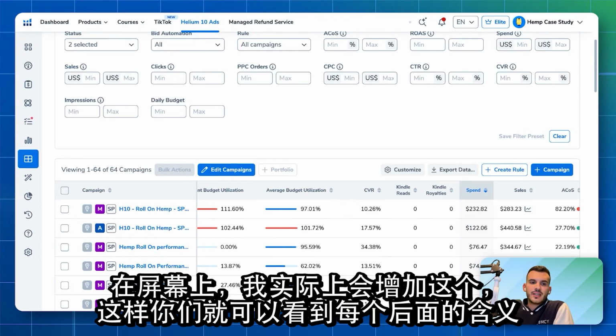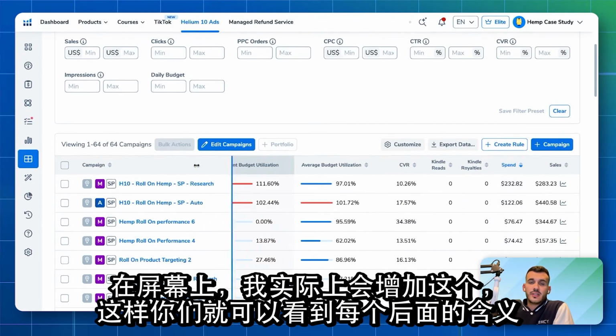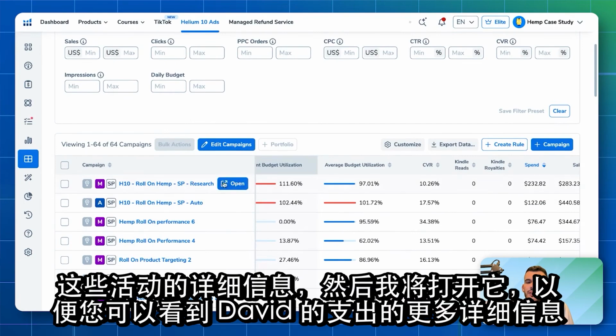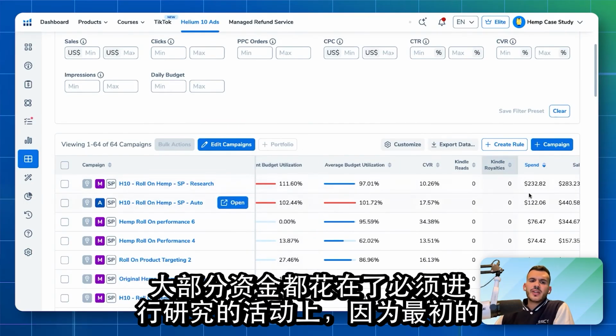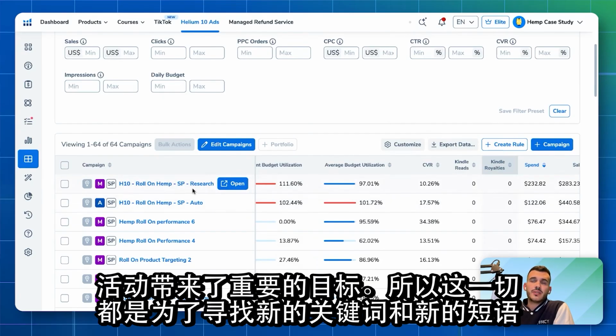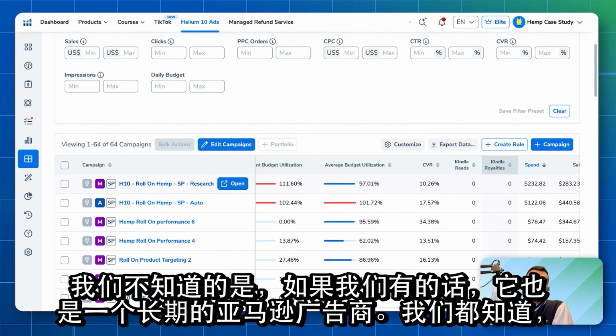And as you guys can see here on the screen, and I'm going to actually increase this so you guys can see the meaning behind each of these campaigns, and then I'm going to open it so you can see more of the details. Where David is spending most of the money is on campaigns that have to do essentially with research, because these initial campaigns are broad and essential targeting. So it's all about finding new keywords and new phrases, and Auto, as we all know, is also allowing Amazon to advertise on your behalf.